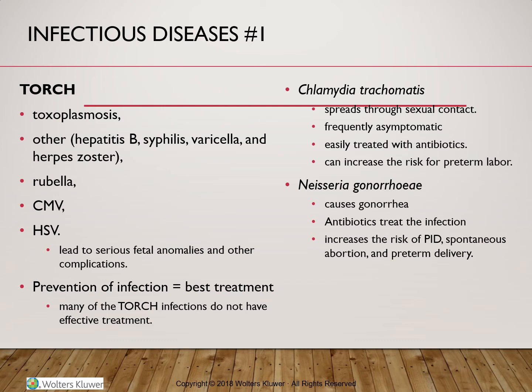CMV, cytomegalovirus, is a silent disease in most individuals, and most will have no symptoms or only very mild flu-like symptoms. Most adults by age 40 would have had this condition. It is a virus in the same family as the herpes viruses, and the transmission is through infected bodily fluids: saliva, blood, breast milk, urine, semen.